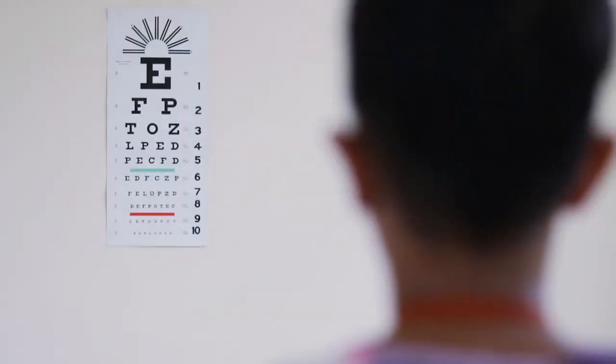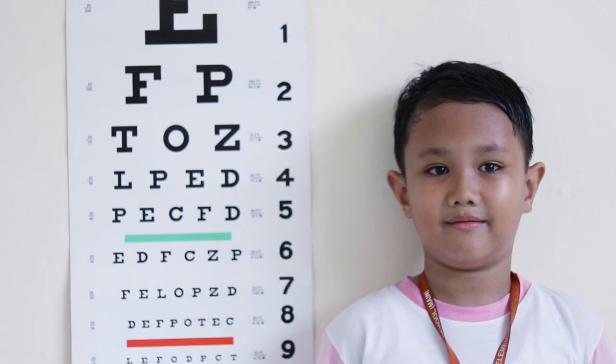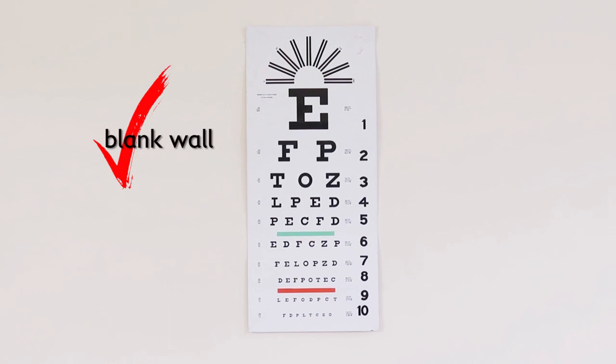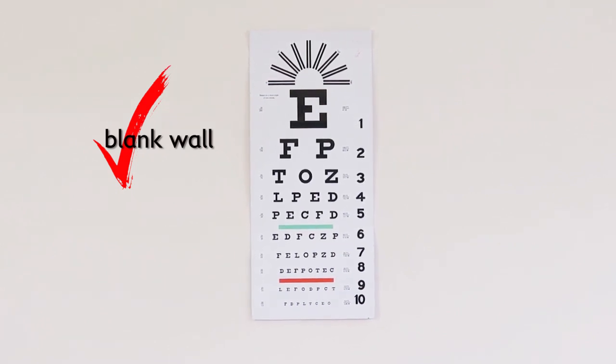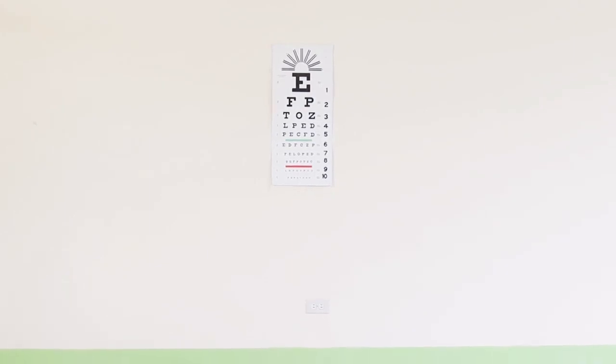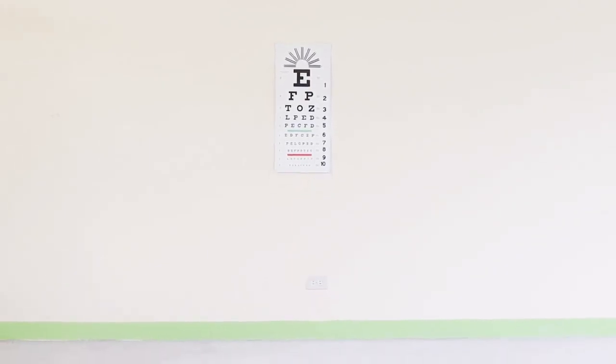But before we do that, there are also important things we should do before conducting the screening. We have to make sure that the chart is posted with its 4th line at the eye level of the child. It should be on a blank wall devoid of decorations, markings, or posters with sufficient light and no glare. The space in front should be spacious and free from obstructions.